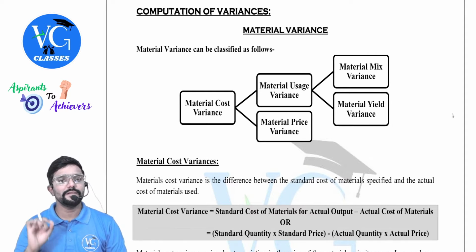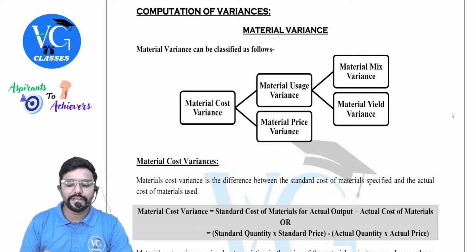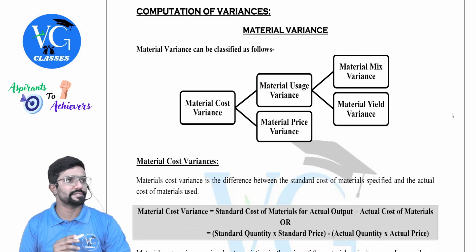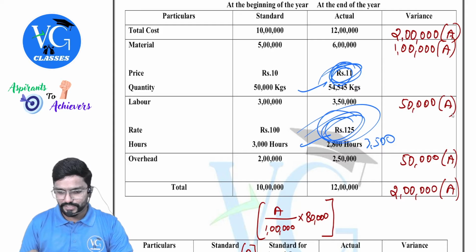Material variance can be classified as follows. Material cost variance can be subdivided into usage and price. Guys, even in our example, let me take the same and explain it to you.